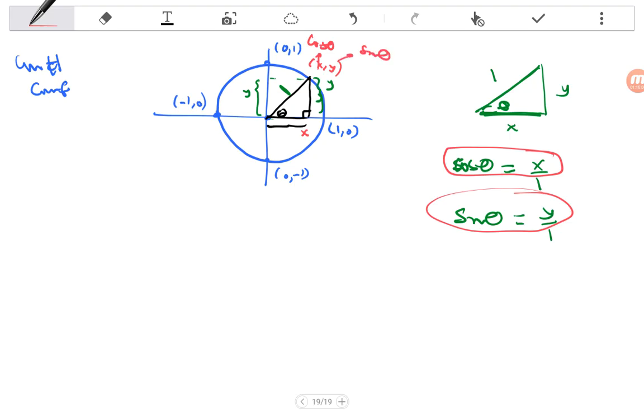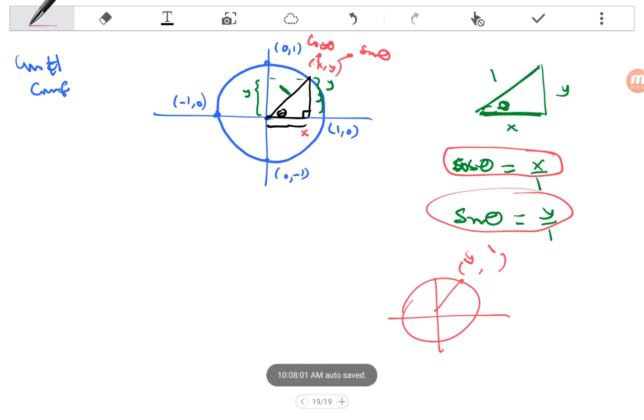So another definition of cosine theta and sine theta: they are the coordinates of a point moving on a unit circle. The x coordinate just gives me the cosine of that angle theta, and the y coordinate gives me the sine of that theta. Okay?